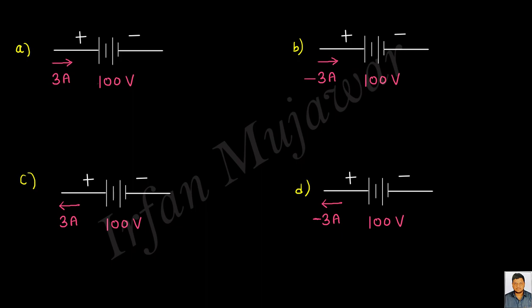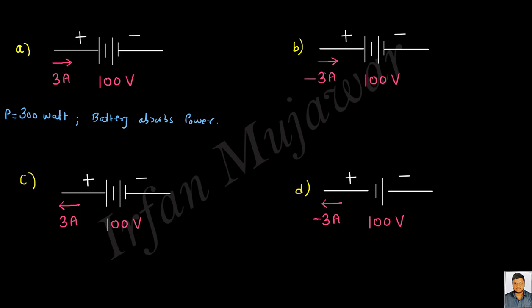So if I take 100 into 3, the power will be 300 watt. So 300 watt will be the power, and whether this power will be absorbed or delivered: as it is taking the power, and if it is positive, then it absorbs the power. So we can say the battery absorbs power. And how much power is it absorbing? It is absorbing 300 watt of power.